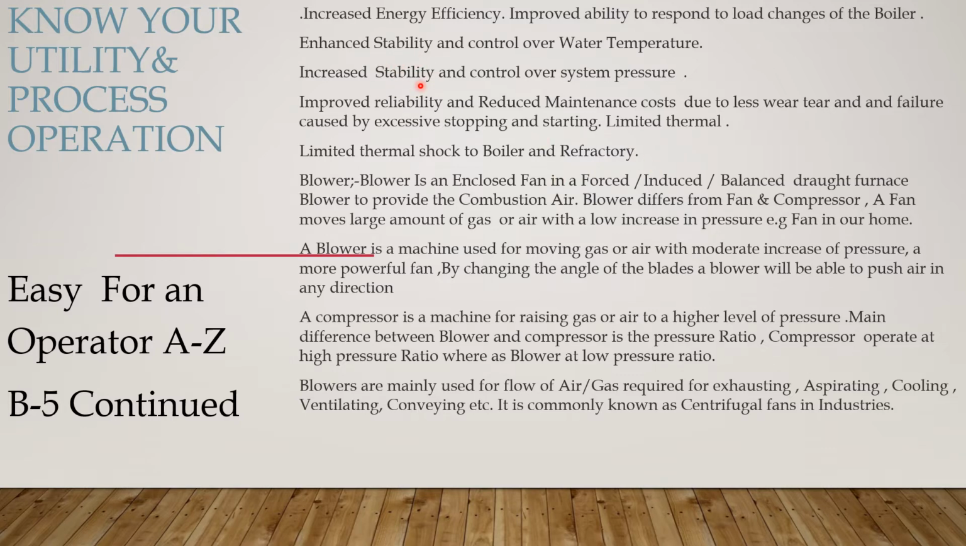So in the modulating controlled burner, the turndown ratio is more like 20:1. You can reduce the load up to 4%, and then when required you can increase to 100%. So that will increase the efficiency, it will increase the reliability and reduce maintenance costs and wear and tear. Also, it will reduce the thermal shock to boiler and refractory due to frequent stopping and starting of the boilers.